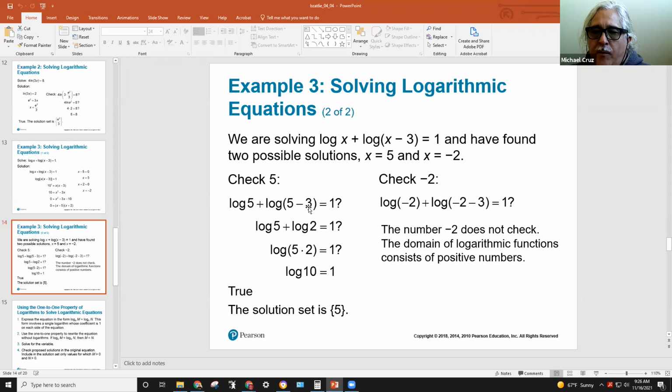All right, so we're checking 5. So we put 5 minus 3 in there and 5 in there. So log of 5 plus log of 2 is equal to 1. Again, we can use the condensation of the product rule. 5 times 2 is going to be 10, so the log of 10, and on this side we just have a 1. Well, remember, that means 10 to the what power is equal to 10, and that is correct, because this would be equal to 1. So that's fine.